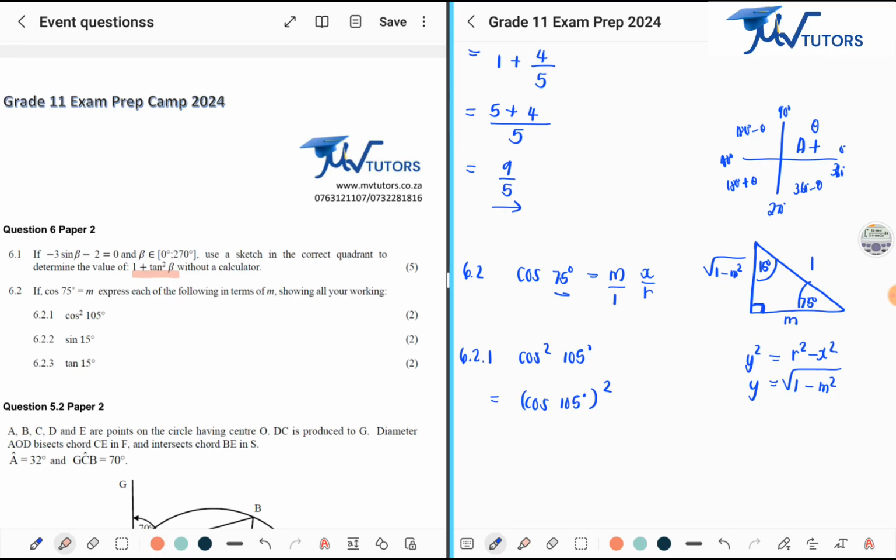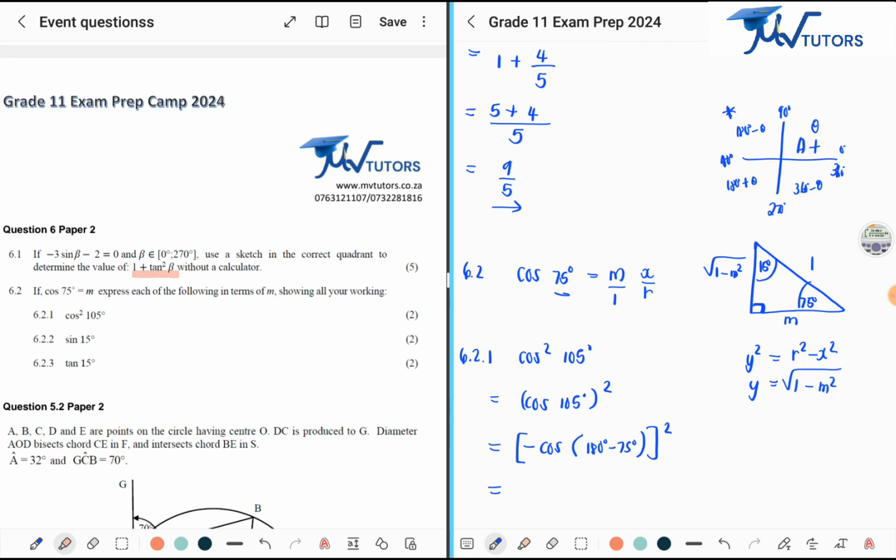So if I look at 105, I know it's in the second quadrant. And I know that cos is negative in the second quadrant. So I have negative cos. Now my question is, if I say 180, what do I need to subtract in order to get 105? I need to subtract 75, right? So if I say 180 minus 75, I will get 105. And remember, all of this is squared.